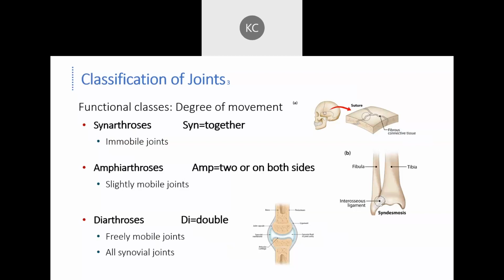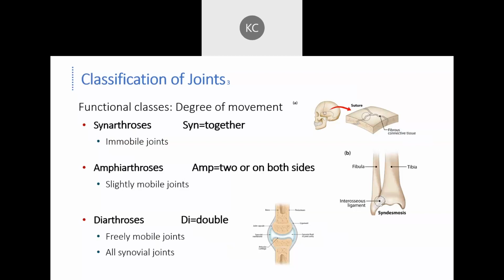And then lastly, if a joint moves a lot, and this is typically a lot in the sense that you can actually see your joints moving and you can physically move them, then these are called diarthrotic joints, or they are diarthroses, okay? So these are freely mobile, freely movable, and most of our synovial joints, if not all of our synovial joints, are of the diarthrotic functional classification, right?